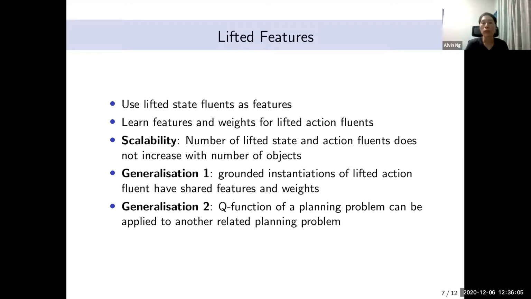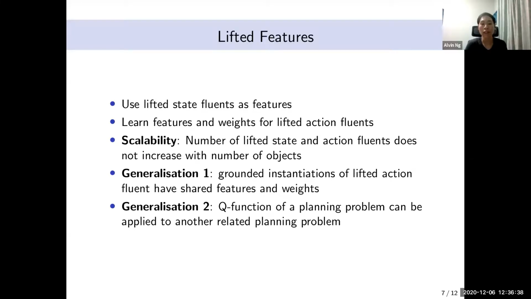The third contribution of our work is the introduction of lifted features to represent the Q function. The features are no longer grounded state fluents, but rather lifted state fluents. And we are learning the features and weights for lifted action fluents rather than for every single grounded instantiation of the action fluents. This gives us three advantages. First, better scalability, as the number of lifted fluents does not increase with the number of objects in the planning problem.